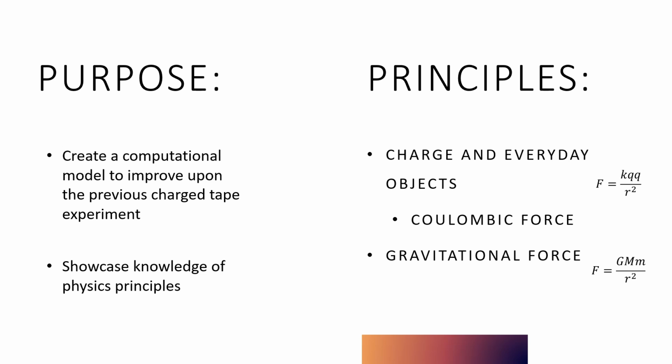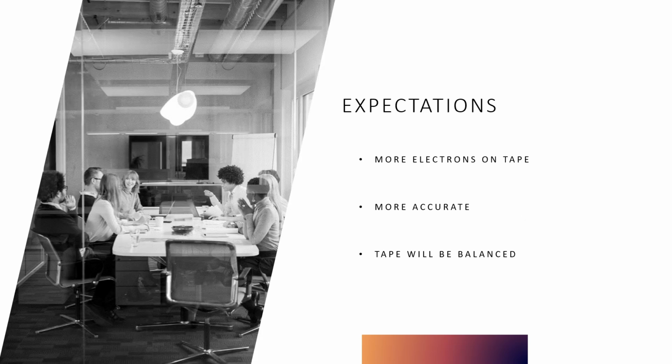The electric force is equal to kqq over r squared, where k is a fundamental constant, r is the distance between two point charges, and q is the charge on each point charge. Gravitational force is equal to GMm over r squared, or as we'll use it in this model, mg, where m is the mass of the object and g is the average acceleration due to gravity on our surface.